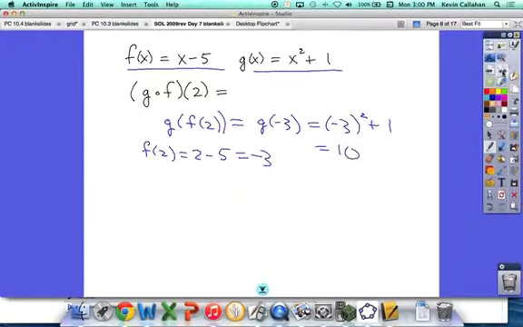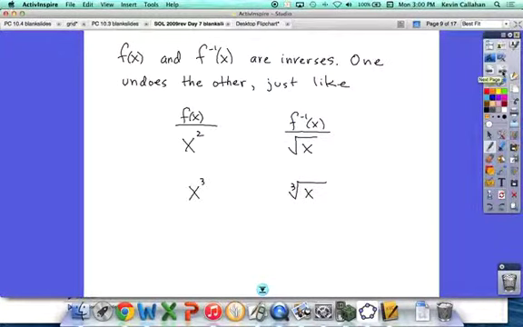Okay, then inverses. Remember that an inverse function undoes what the function did. Like if the function is x squared, the inverse of it would be square root. If the function is x to the third, the inverse would be cube root. They undo each other. The notation for the inverse is f to the minus 1 of x.